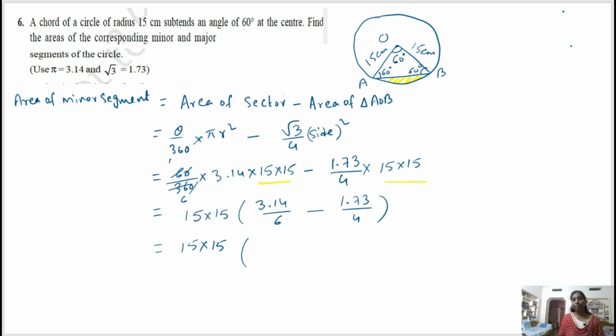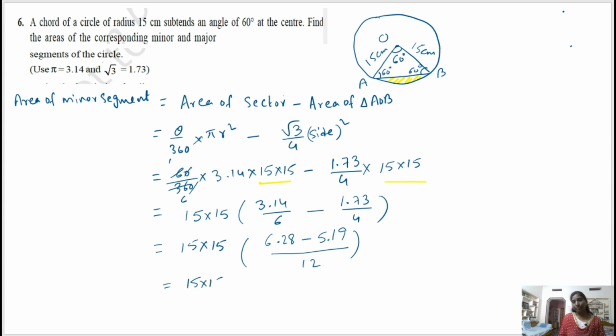Now here take LCM. What is the LCM of 6 and 4? That is 12. Now 6, how many times 12? 6 2s are 12. Now multiply 3.14 by 2. 2 4s are 8, 2 1s are 2, 2 3s are 6. It means 6.28 minus 4, how many times 12? 4 3s are 12. Now 1.73 into 3. 3 3s are 9. 3 7s are 21. Carry 2. 3 1s are 3. 3 and 2 is 5. Now from the right side, 2 digits after point is there. Keep point.